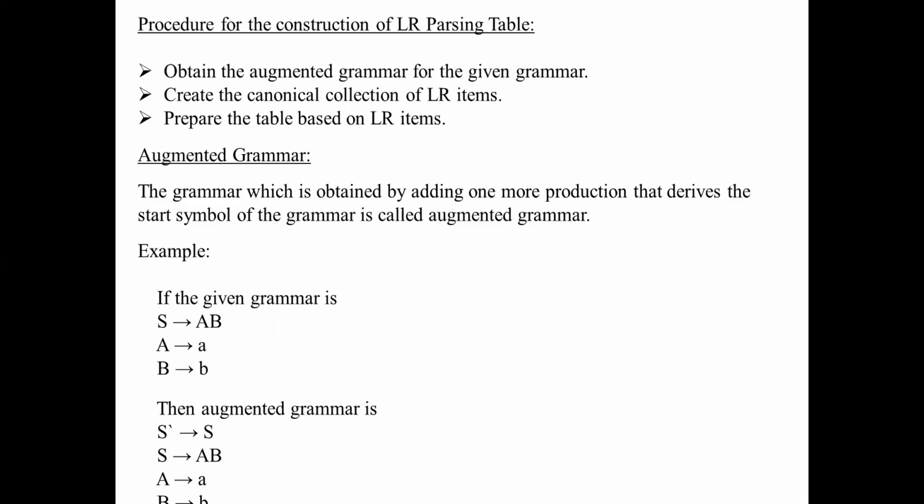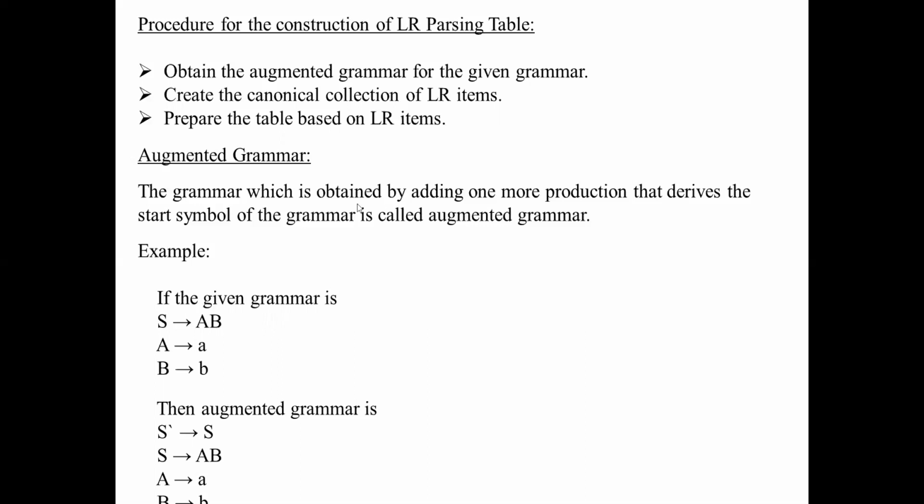Now next part, how to construct the LR parsing table, right? So there are three steps. First is obtain the augmented grammar for the given grammar, right? What is the meaning of augmented grammar? In this slide, we discuss what is the meaning of augmented grammar. So augmented grammar means the grammar which is obtained by adding one more production that derives the start symbol of the grammar is called augmented grammar.